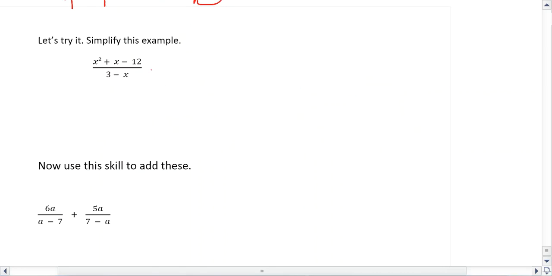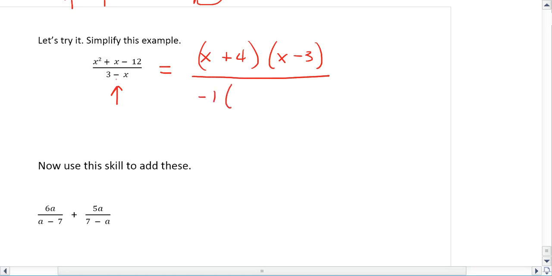So we're asked to simplify this one. We know that we have to factor and cancel. So when we factor to get a -12 and a positive 1, it would be x plus 4 and x minus 3. And we notice in our denominator, we almost can cancel. This just needs to be in a different order. So we do that -1 trick. Factoring out a -1 out of a positive 3 makes it a -3. Factoring out a -1 from a negative x makes it a positive x.